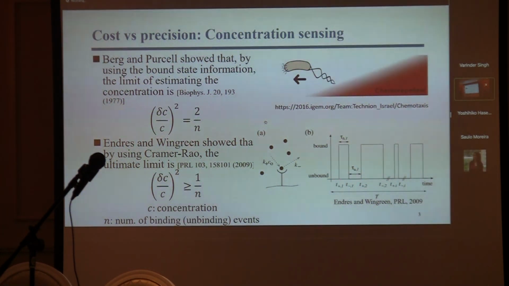And Berg and Purcell showed that by using the bound state information, the relative accuracy can be given by this equation. Here, this is a variance, C is the concentration, and N is the number of binding or unbinding events. So this is proportional to the dynamical activity in the sense of thermodynamics. And we show that by using the Cramér-Rao inequality, the ultimate limit is given by this inequality. And we can see that this inequality is a specific case of TUR or KUR.